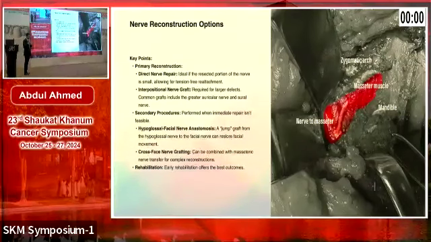And obviously, if you've got a tissue replacement, then you can use something like a gracilis or an ALT with a nerve, and then you can do a vascularized nerve graft with the skin as well.